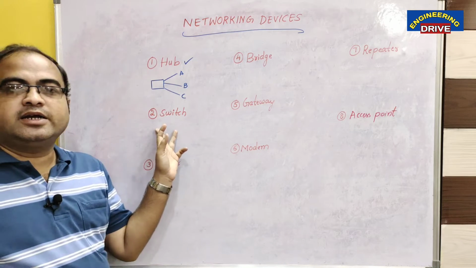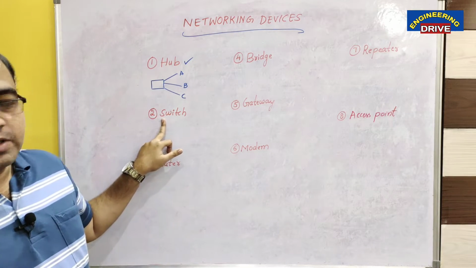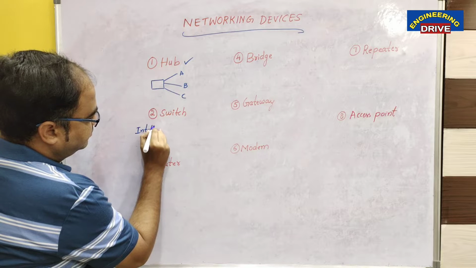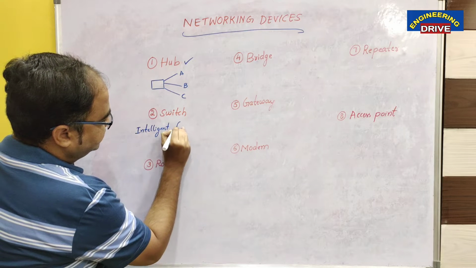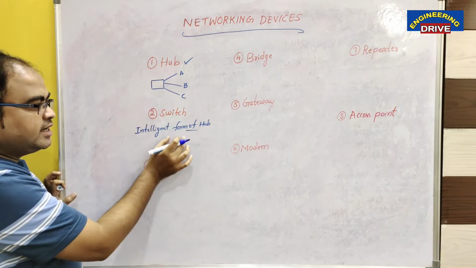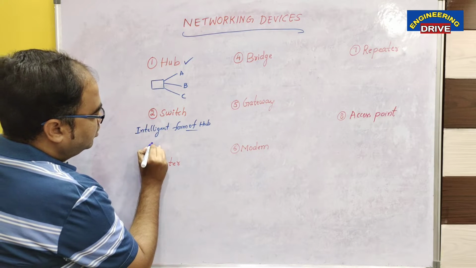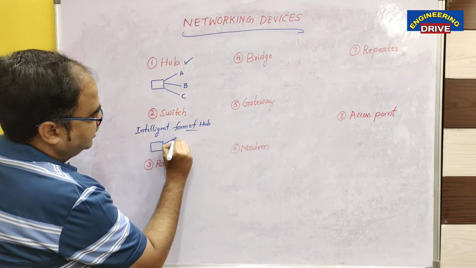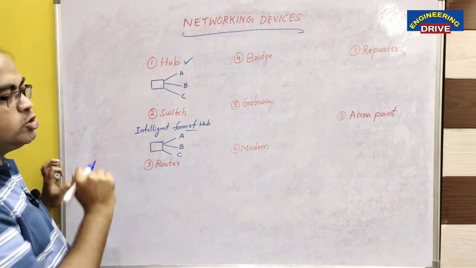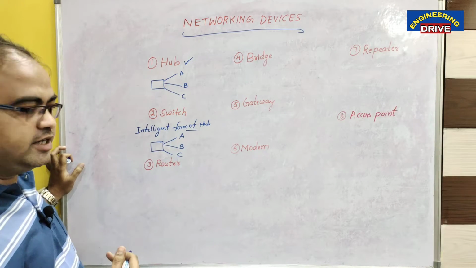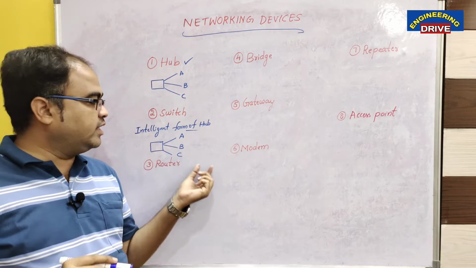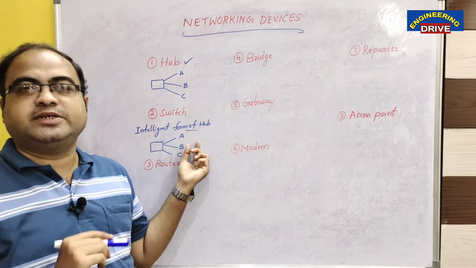Now coming to the second networking device, which is a switch. A switch is nothing but an intelligent type of hub, or we can say an intelligent form of hub. Why are we saying a switch is an intelligent form of hub? In a switch also multiple devices are connected like this. So this is A, this is B and this is C. But in a switch there is one added facility. Why are we calling it an intelligent form of hub? Because in a switch there is an option to select the devices to whom we want to transmit the data.